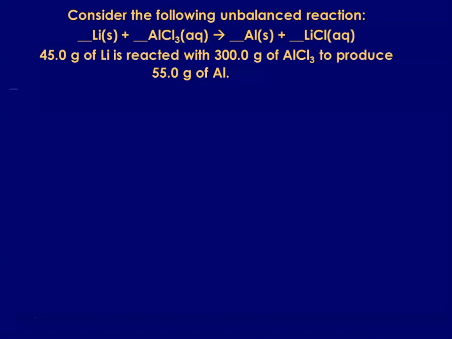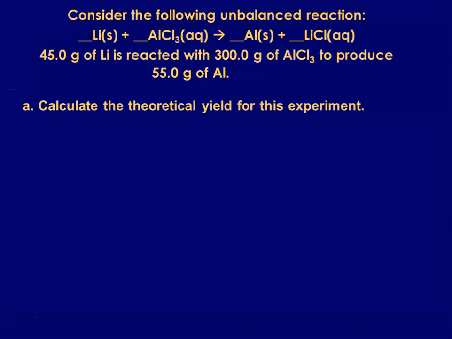And we want to know what was our theoretical yield. Again, in this equation, you have two products. Since you know the actual yield for aluminum, I would find the theoretical yield for aluminum using my masses of my two reactants, just like I did in the previous problem.